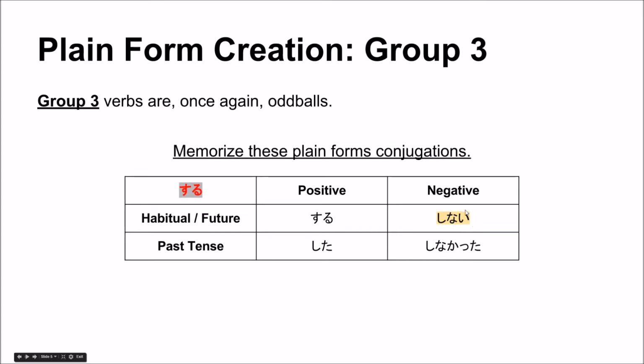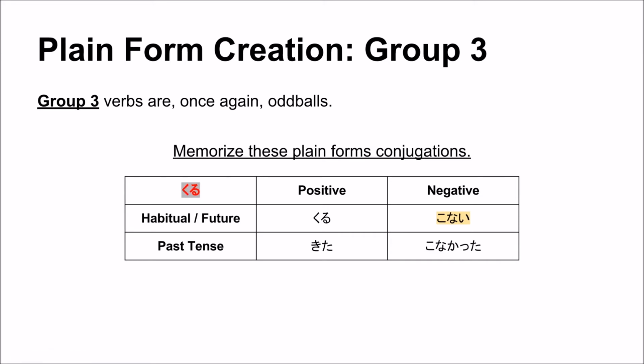Notice it ends in an i. How do we make i adjectives past tense? We had shinakatta. We add katta to the end of it. So, I do/I will do, I do not do/I will not do, I did, and then here we have I did not. Because they're group 3, you just gotta memorize them. Sorry, bro.